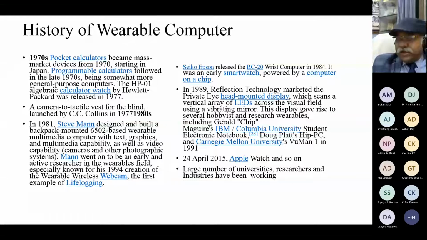After that long gap, I have written that on 24th April 2015, Apple launched its first smartwatch. And so on, a large number of universities, researchers, and industries have been working on this for more than 100 years. Good universities, the best universities of the world, start thinking in advance, 50 years or 100 years ahead, about what the future would be. And it slowly percolates across the world. Those who are interested are of a more innovative nature.